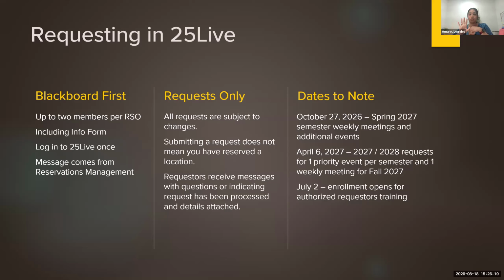On the left side here, you'll see those dates to note. This is when the calendars will be opening up for us. October 27th is going to be the time that spring 2027 semester weekly meetings and additional events can be submitted. And then April 6th, 2027 is going to be when we'll take 2027 and 2028 requests for 1 week per semester and any weekly events for fall. So it kind of rolls in that rotation through the calendars. And then July 2nd, like I explained earlier, is when that enrollment opens and when we open it to new authorized requesters.